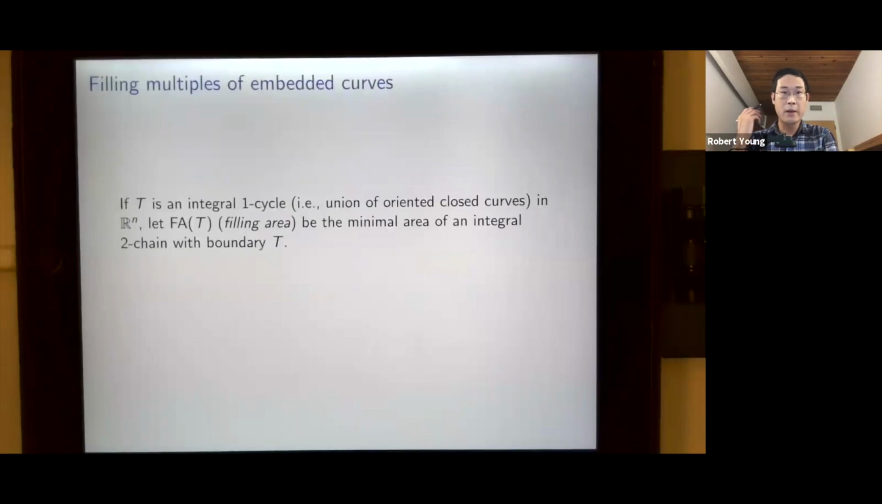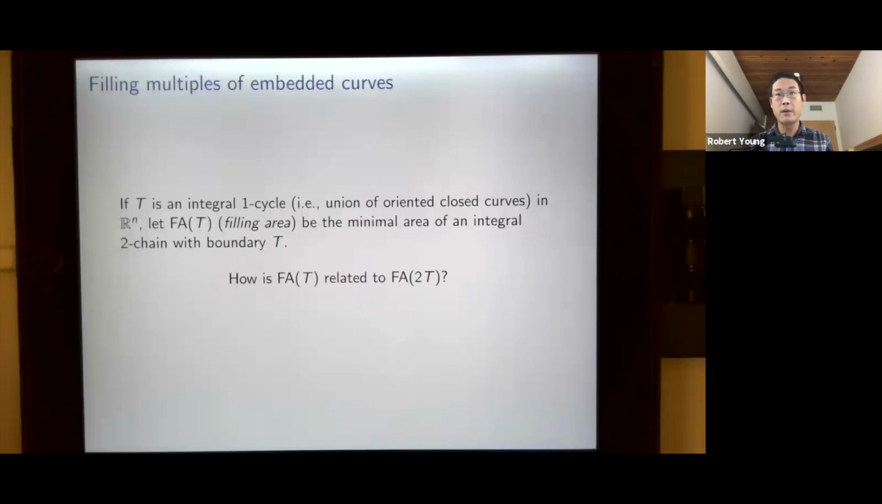So let's start with the definition. If T is an integral 1 cycle, which you can think of as just a union of oriented closed curves in Rn, we define the filling area of T, FA of T, to be the minimal area of an integral 2 chain of a surface with boundary T. And the main question I want to address today is the following. How is the filling area of T related to the filling area of 2T? How's the filling area of a curve related to the filling area of 2 copies of that curve?